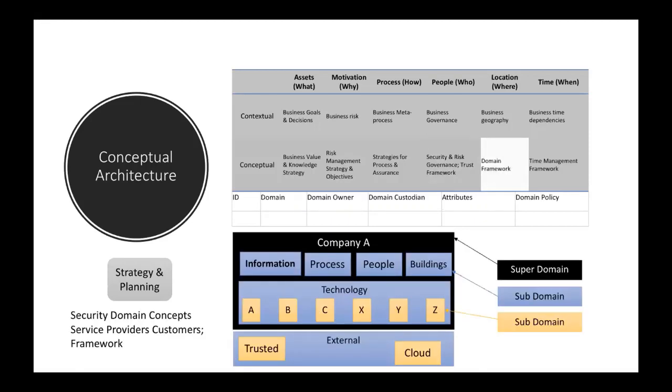This is very important now, which is the location. And in the location, you need to define the domain. You need to build up a domain structure within your organization and divide your organization into separate domains. By doing this, you are segmenting your organization, and you can apply a certain policy for one specific domain. So, for example, here we have company A. So we have information, process, people, and buildings.